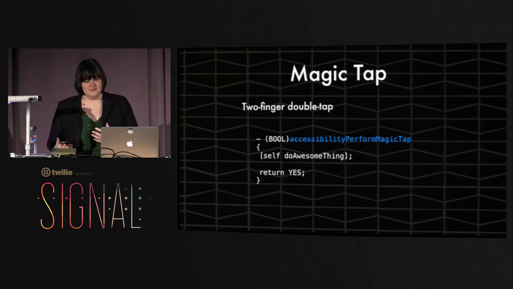So probably try to only do maybe three in an app. If you just want one thing to happen in your entire app for Magic Tap, then you can just implement this in the app delegate.